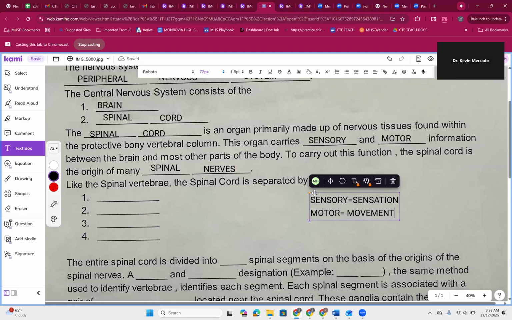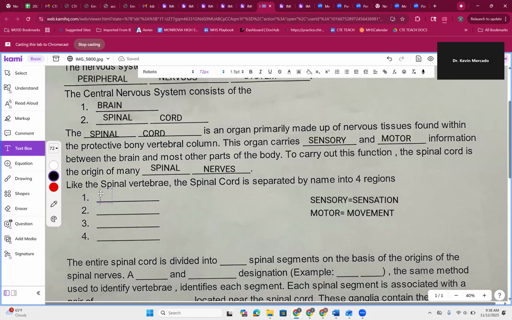Motor is movement. So with cervical spine testing, you did active, passive before. We're doing movement. Flexion is movement, extension movement. Those were considered motor tests. You're looking to see what type of movement they have.